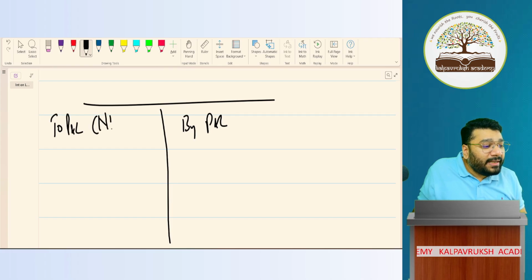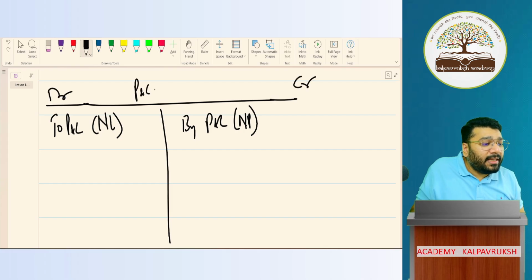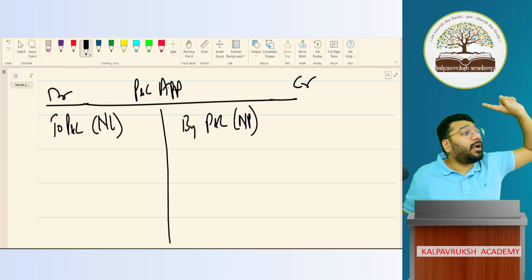So if it is a net loss, it will come on the debit side. If it is a profit, it will come on the credit side. Any problem? This is debit. This is credit. This is the P&L appropriation account. What is another name for the P&L appropriation account? Distribution account. Okay?